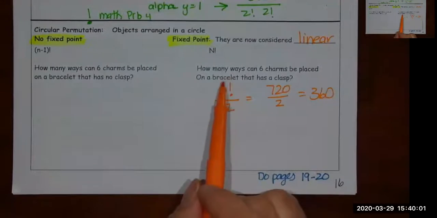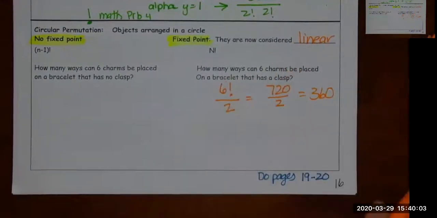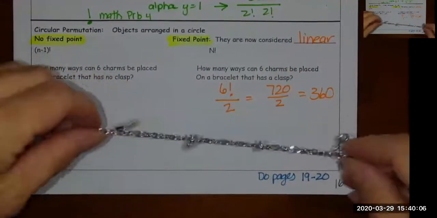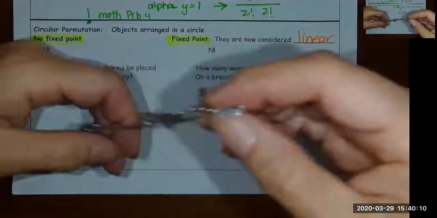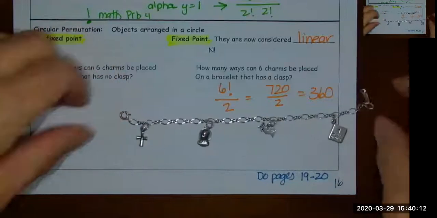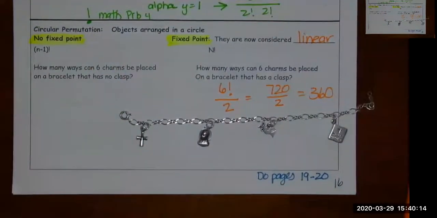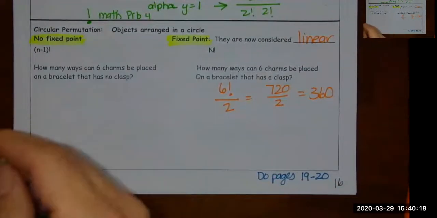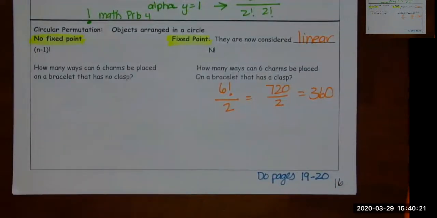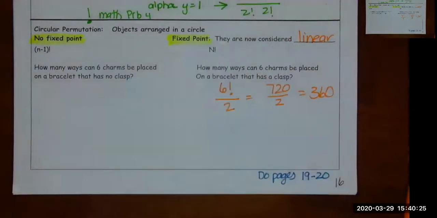Now again, this is if I have a clasp and I can open it up, because I can order them this way. I could also look at the bracelet from the other side this way. And a keychain, well, a keychain wouldn't work because I can't open it. Now, let's look at no fixed point. This has a fixed point, meaning a certain one is going to come first.